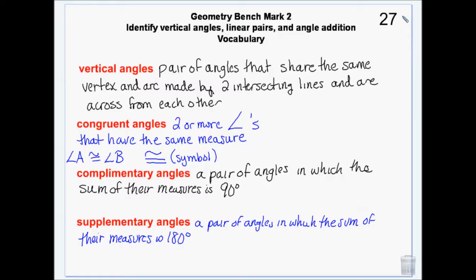Vertical angles. It's a pair of angles that share the same vertex, and that's an E, not a C, sorry, are made by two intersecting lines and are across from each other. So essentially, if I draw two intersecting lines, these angles are vertical. So that is a pair, they're always a pair. So these are vertical angles and these are vertical angles.